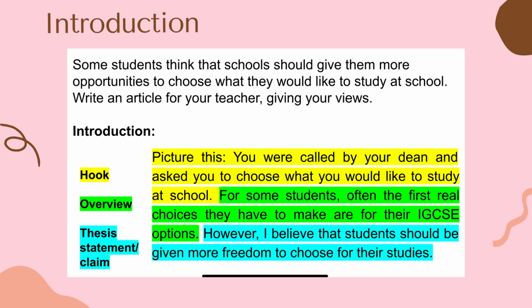You were called by your dean and asked to choose what you would like to study at school. The overview will follow one of the keywords from the prompt. Since we're talking about choosing, I chose the word choices. I said, for some students, often the first real choices they have to make are for their IGCSE options. Then my claim or thesis statement will be like this: However, I believe that students should be given more freedom to choose for their studies.